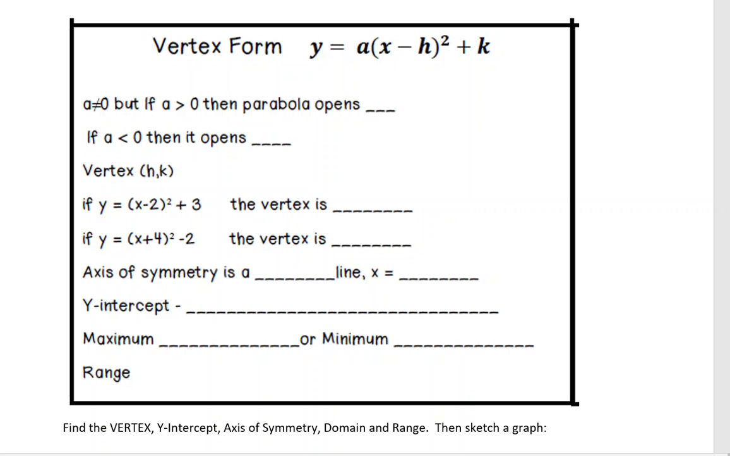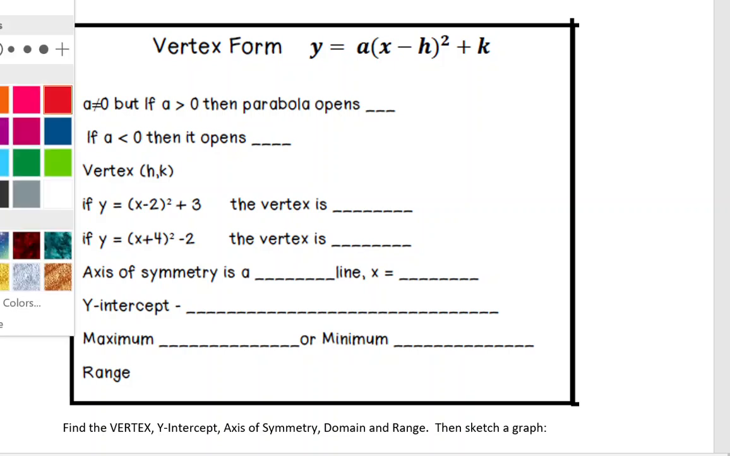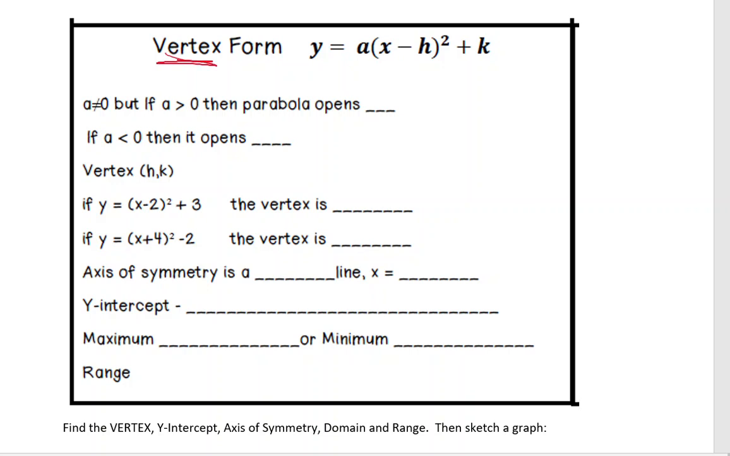This video is to help with graphing quadratic functions that are in vertex form. It is a form that helps you find the vertex easily. The same applies with the a value: if a is a positive number, if a is greater than 0, then we know that the parabola opens up. And if a is a negative number, meaning the a value is less than 0, then we know that the parabola opens down.